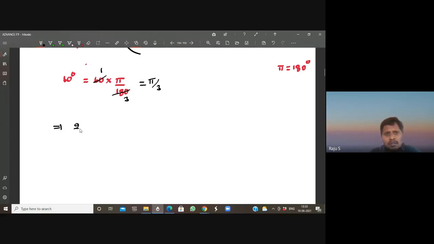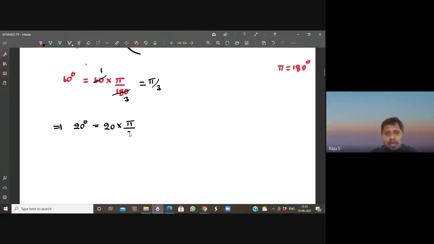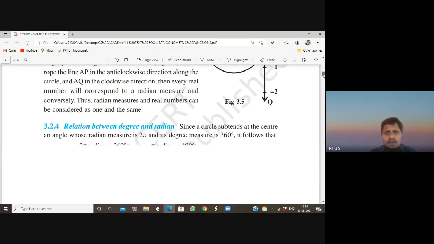Can anyone tell me, 20 degrees, can you write it in radians? 20 into pi by 180. Immediately you can multiply by pi by 180. Nothing but this is equal to pi by 9. Okay, pi by 9. Anything we can convert like that. Just multiply with pi by 180, then we'll get radians.